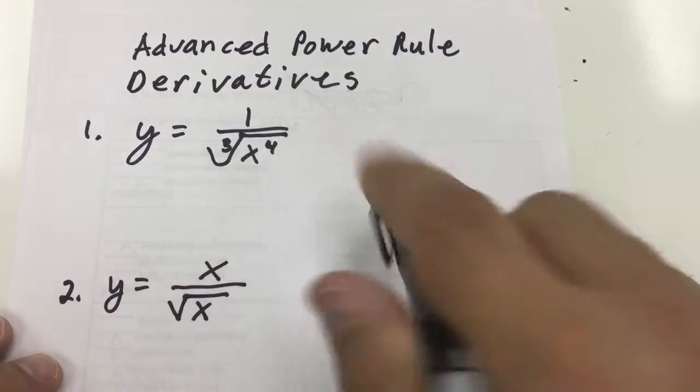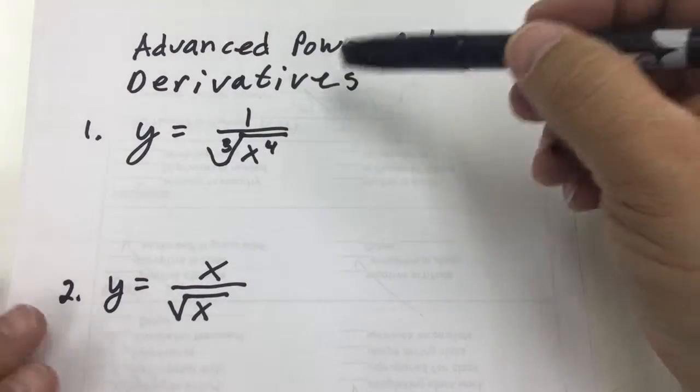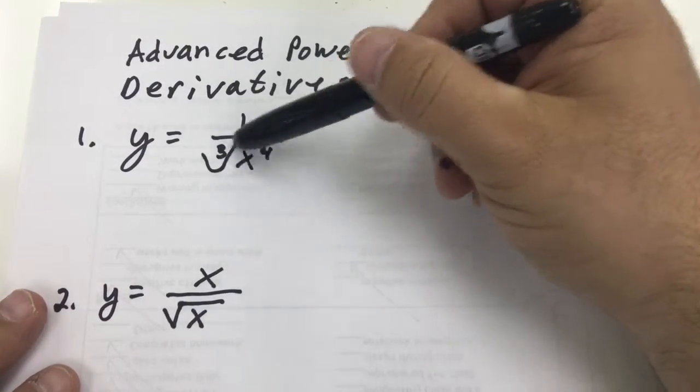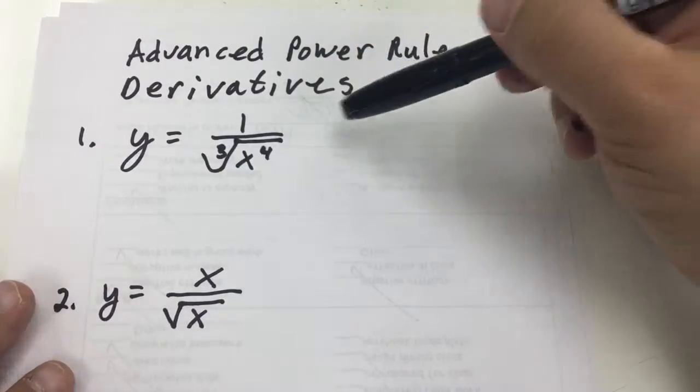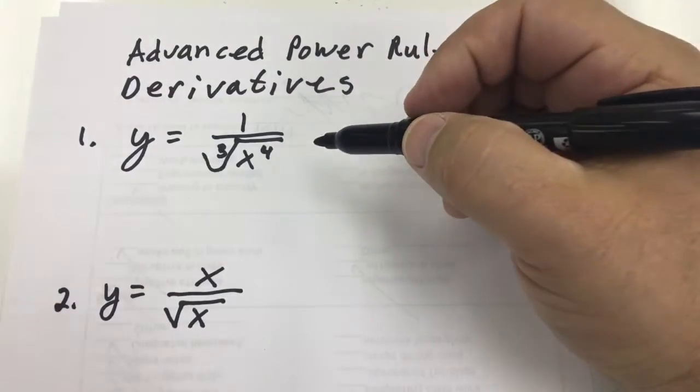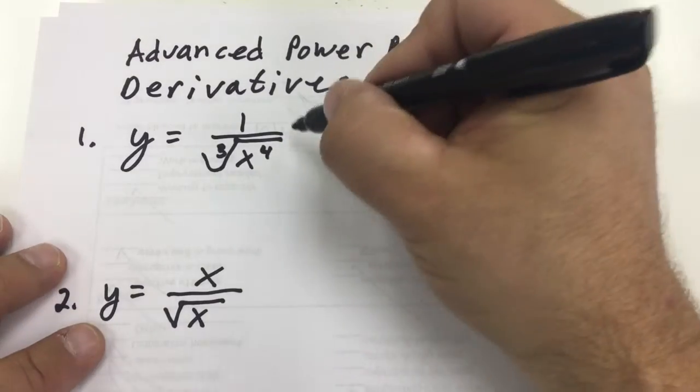What I want to do here is some more power rules. So this is advanced, I guess you'd say it, for this book, I would call it advanced. I have a fraction with a cube root of x to the fourth in the bottom, and I really can't use the power rule in that because I don't have it written in exponential form, or to the power of something. So I'm going to rewrite this in exponential form.